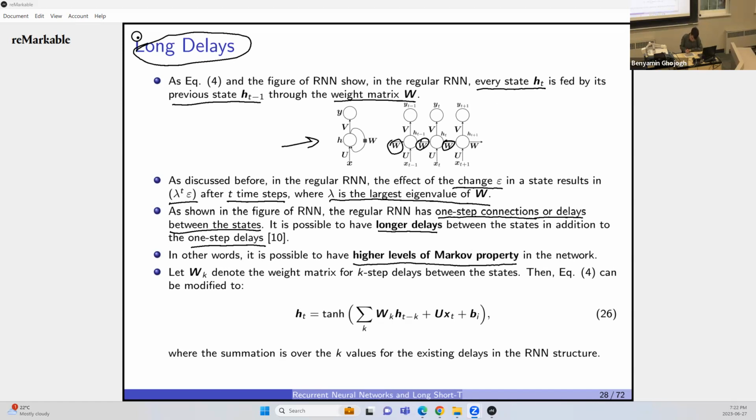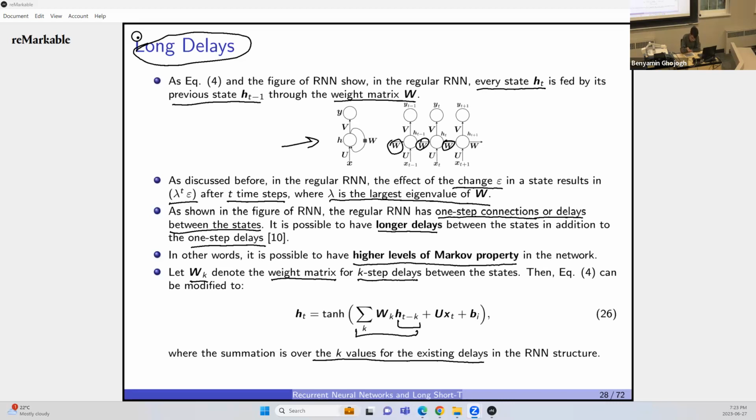So what is it mathematically speaking? Let WK denote the weight matrix for the K-step delays between the states, right? So previously when we only had W, now we have W1, W3, whatever. So WK means the K steps before. Then we can have this: a summation of WK HT minus K, where we are using the K steps before, where the summation is over the K values for the existing delays in the RNN structure.